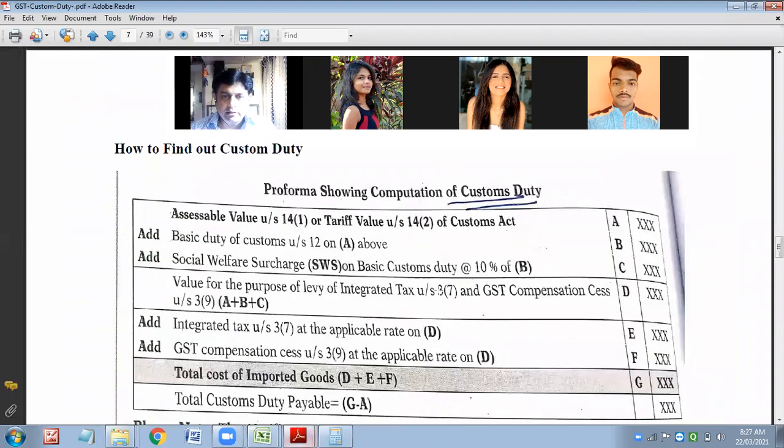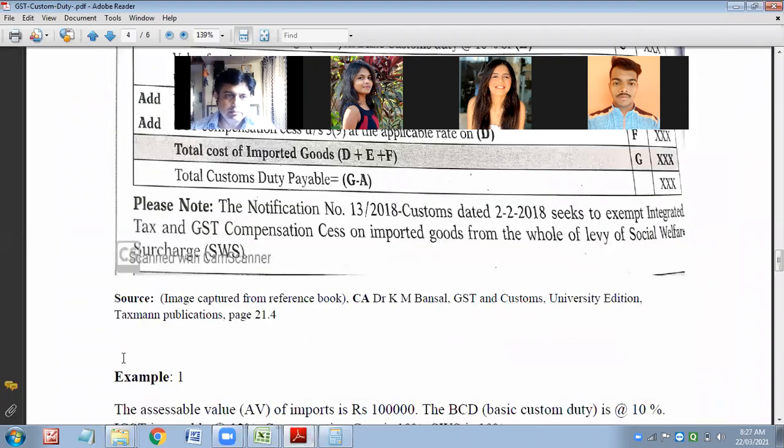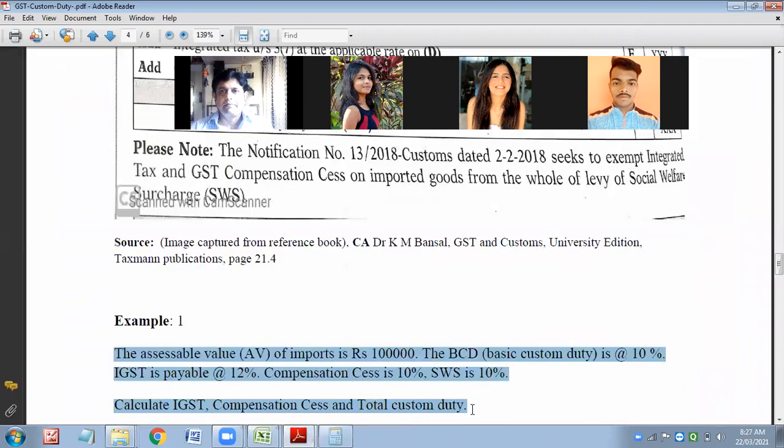Applying these things, kindly solve this question and get me the answer.